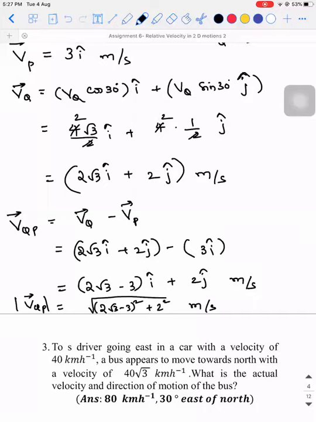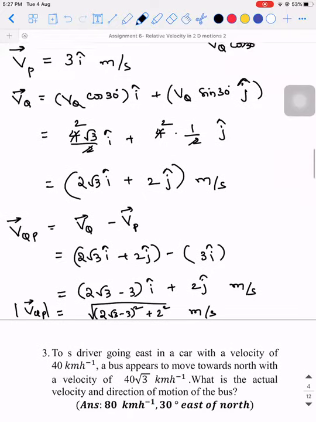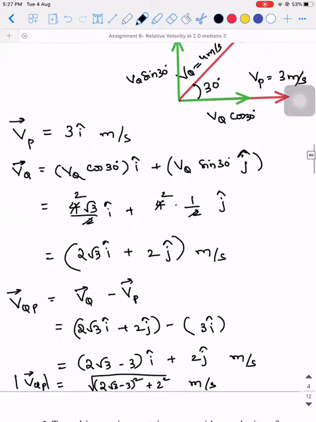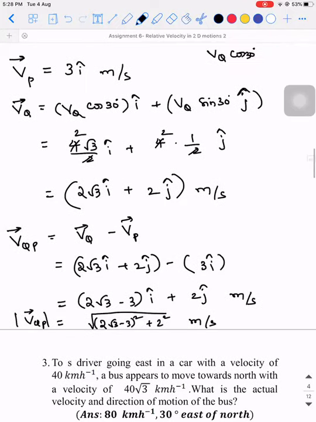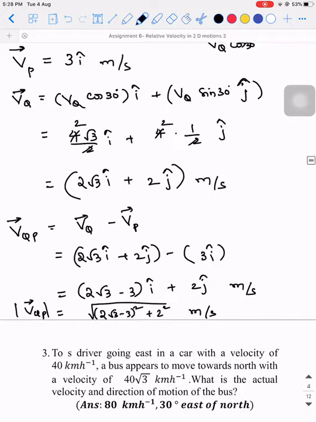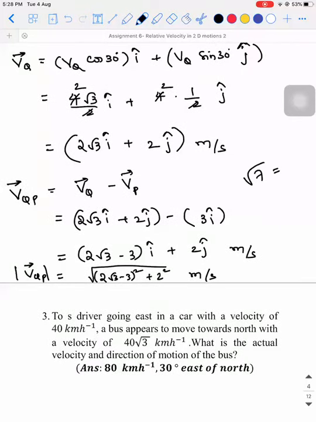2 root 3 minus 3, the whole square. Root of 7. Root 7. 2 root 3 minus 3. See, root 3 is 1.7. 2 into 1.7 is 3.4. 3.4 minus 3 is 0.4. Root 11, sir. Root 11 is 3 point something, no man. No, sir. Root 7 only, sir. Root 7. Root 7 is how much?